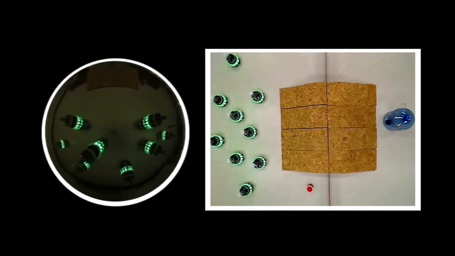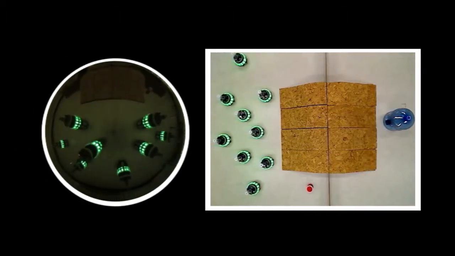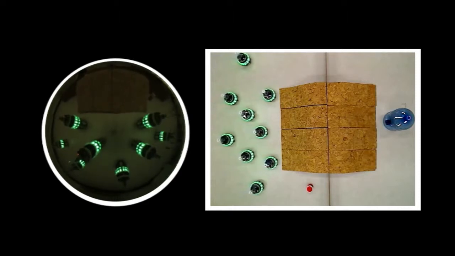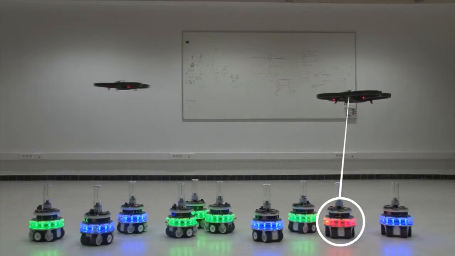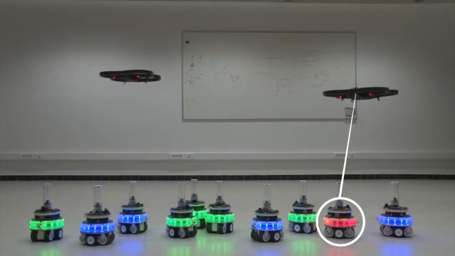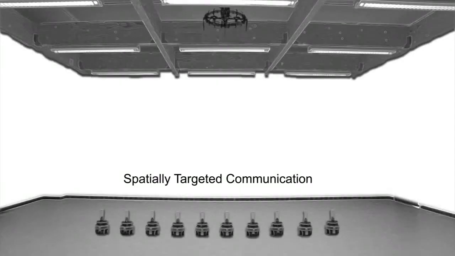The problem is that the robots have very different views of the world, which makes it difficult for them to agree on a common frame of reference. We have developed a method that allows robots to select their communication partners without relying on any kind of global coordinate system. We refer to our method as spatially targeted communication.